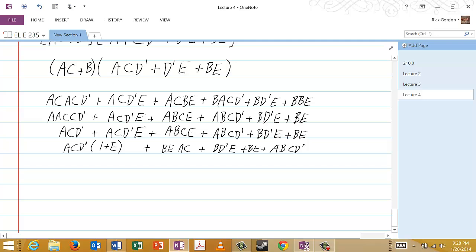Now, once again, let's review what happened there. These first two terms, I just took A, C, D prime out of both of them, and then was left with 1 or E. I changed the order on this term, but kept it where it was. Now I have B, E, A, C. I took the A, B, C, D prime term to the end, and then bring down B, D prime, E and B, E. Now, you'll see why we did that in just a moment. So again, now to simplify this, 1 ORed with anything is 1. And so this term in parentheses is 1, and anything ANDed with 1 is itself. So this is just A, C, D prime.